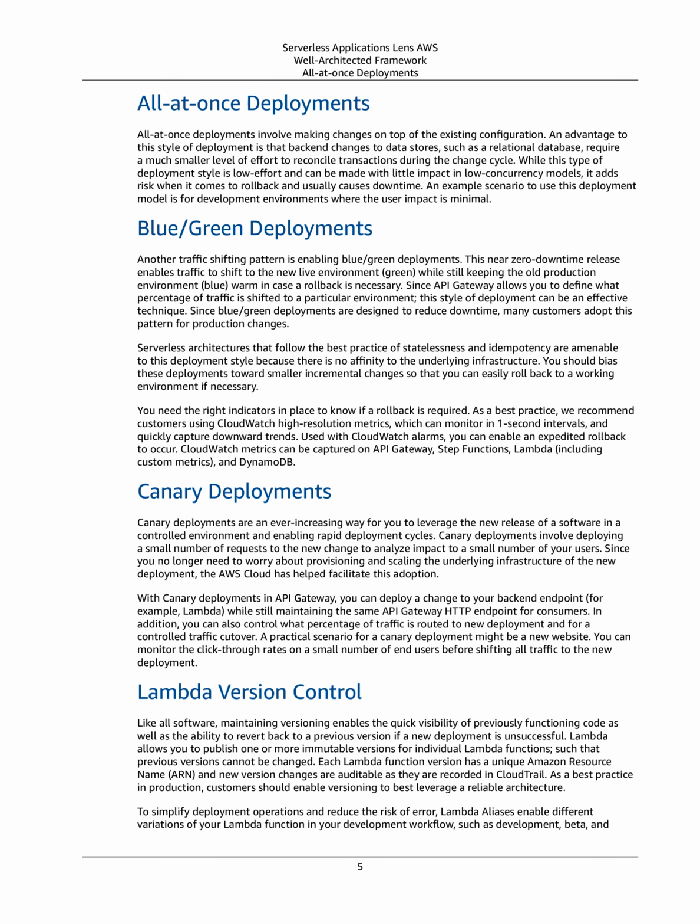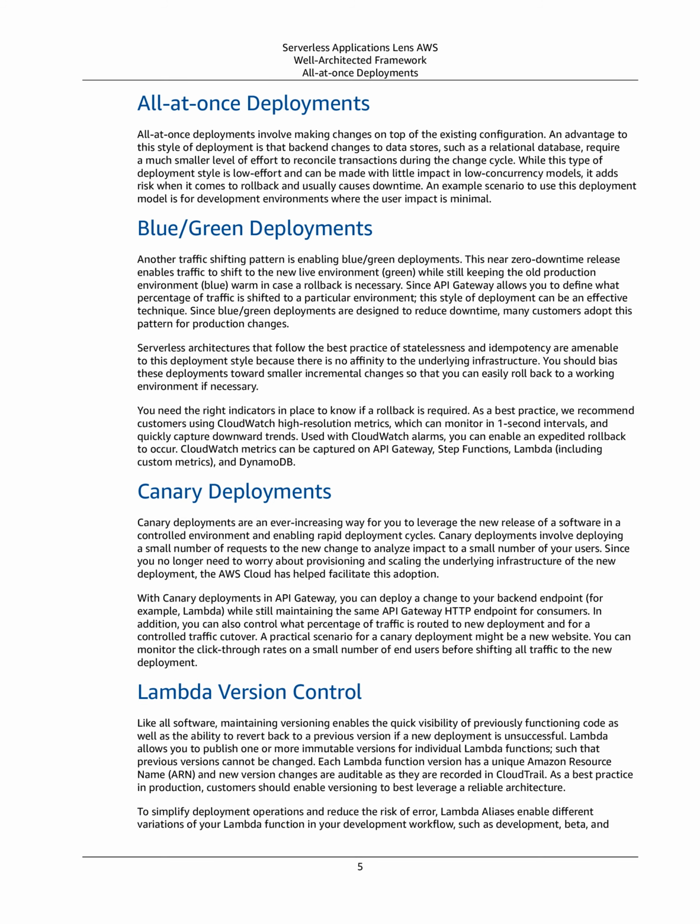Serverless architectures that follow the best practice of statelessness and idempotency are amenable to this deployment style because there is no affinity to the underlying infrastructure. You should bias these deployments towards smaller incremental changes so that you can easily roll back to a working environment if necessary. You need the right indicators in place to know if a rollback is required.